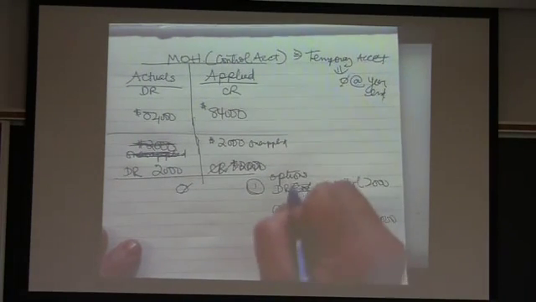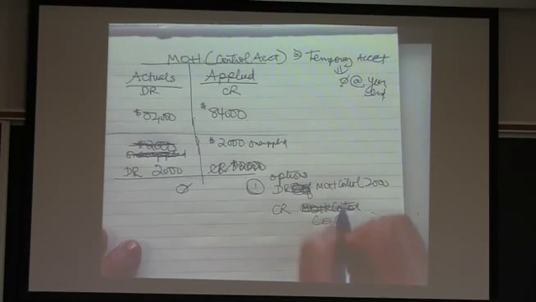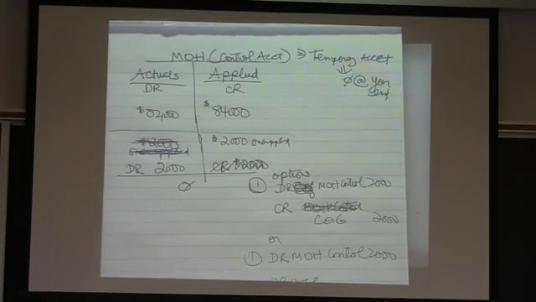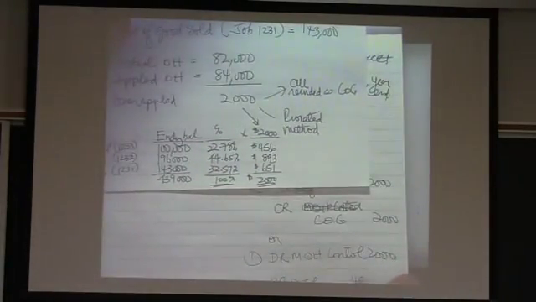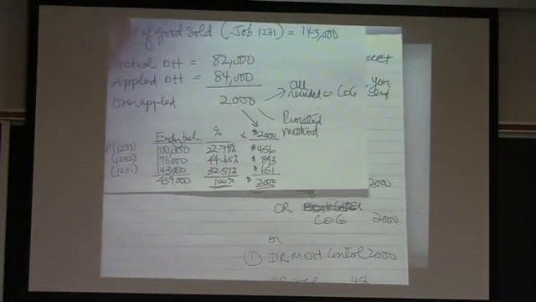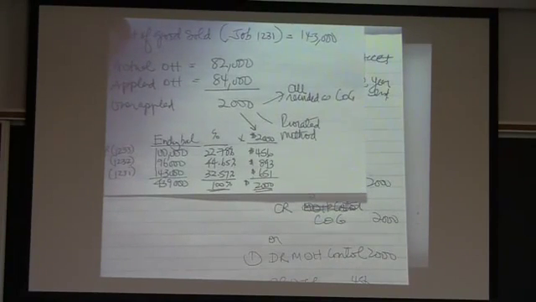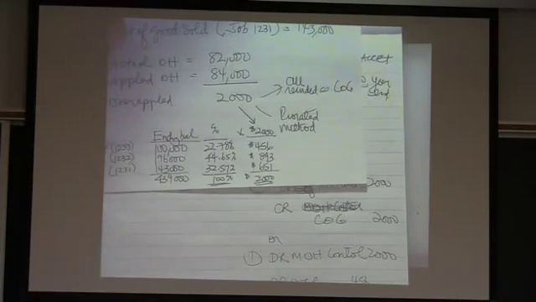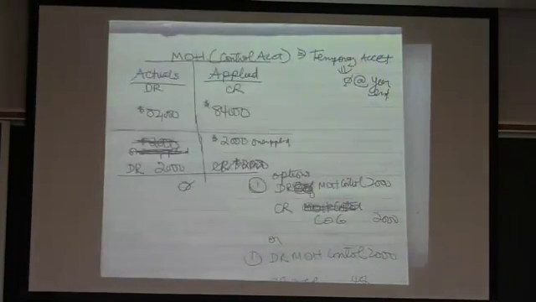Or we debit MOH control, we credit work in progress, and we did calculate those, right? Work in progress 456, credit finished goods, $893, credit cost of goods sold, $651. So that's the prorated method.